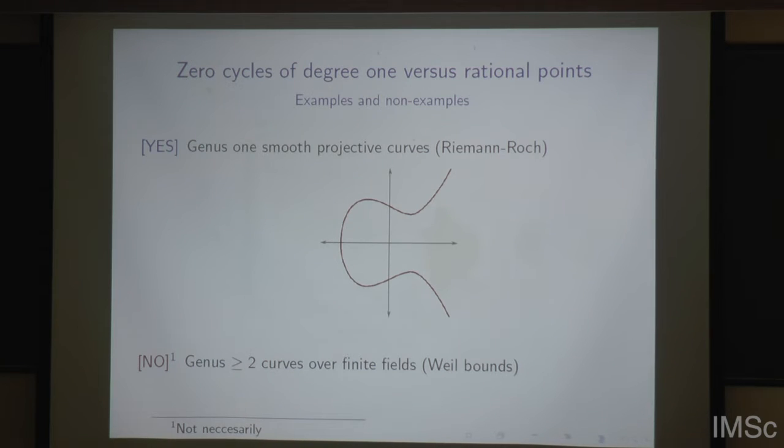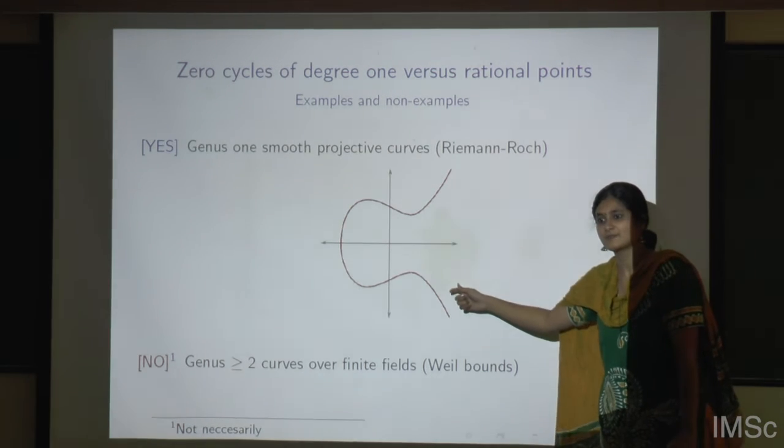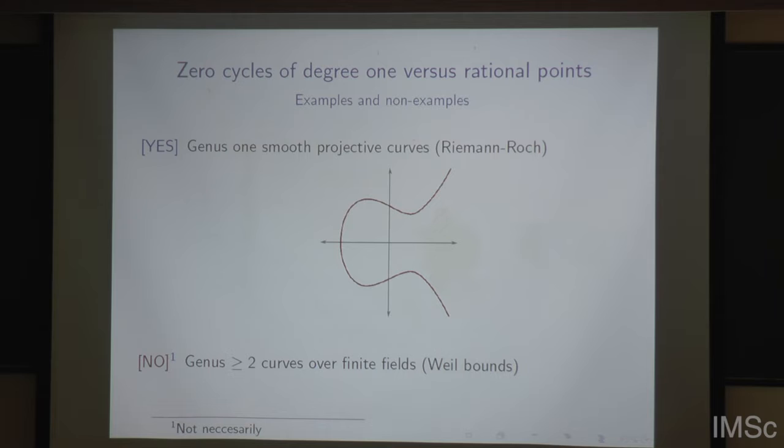Well, what about more examples? You can talk about genus 1 smooth projective curves. This is a simple application of Riemann-Roch: if you have a divisor, you may find an effective divisor of degree 1, which is exactly a rational point. But if you move to genus 2 curves or more over finite fields, you have what are called Weil bounds. So you can find lots of points and play around to get a GCD of 1, but you need not have a rational point. So you do have examples and non-examples.